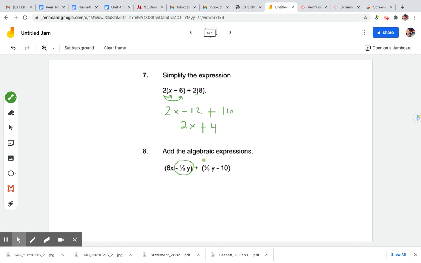Here I have a negative 1/3 and a positive 1/3 y, so those cancel out, and I'm left with 6x minus 10. I could have used commutative property to get those like terms next to each other, but it looked pretty friendly to me. So 6x minus 10.